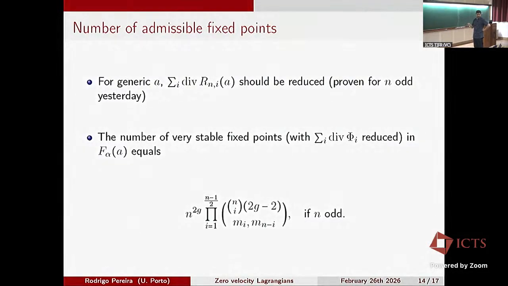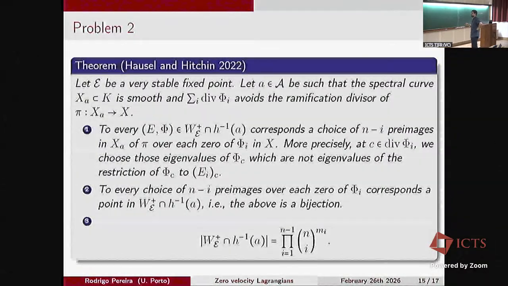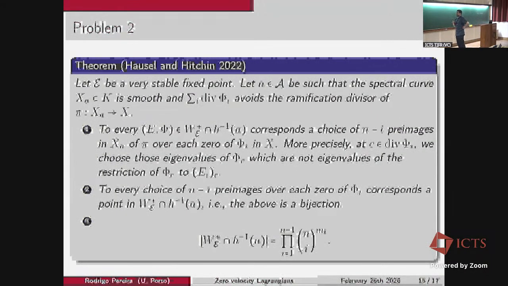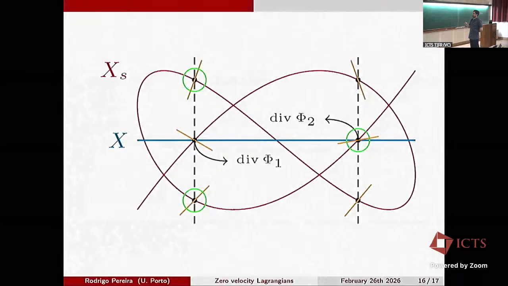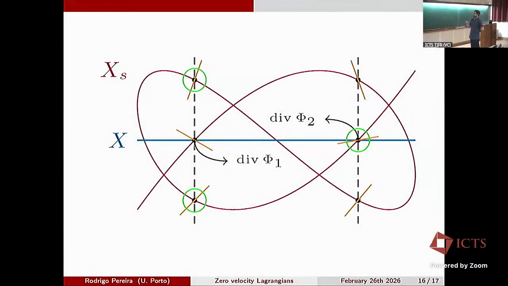So now we want to see how to take care of the vertical problem. This is made quite easy because I am in a very stable fixed point. And we actually have this result by Hausel and Hitchin, which counts the intersection points with the entire upward flow. So I'll try to make it quick, but essentially to each intersection point corresponds a certain choice of eigenvalues over each zero of these phi i's.